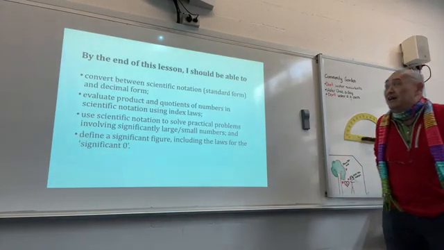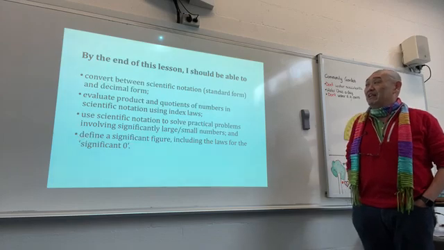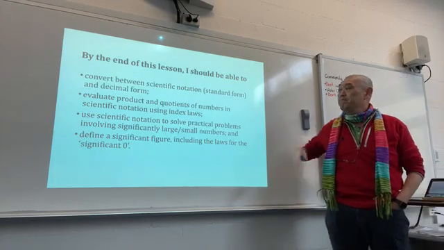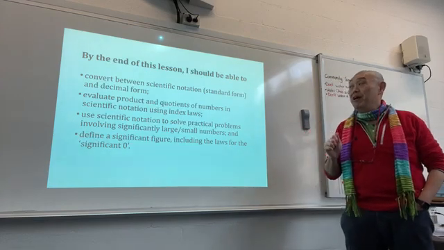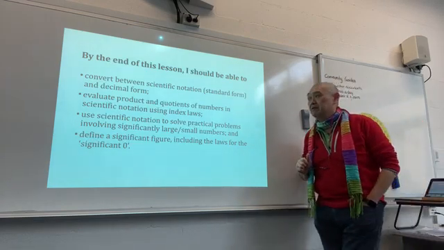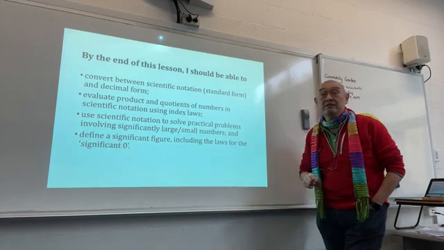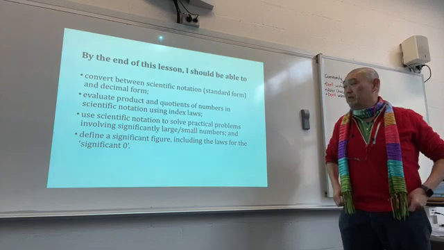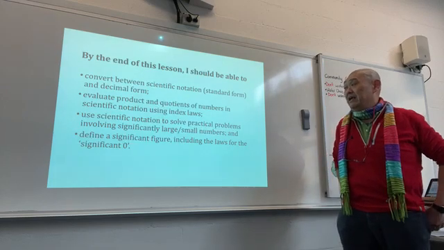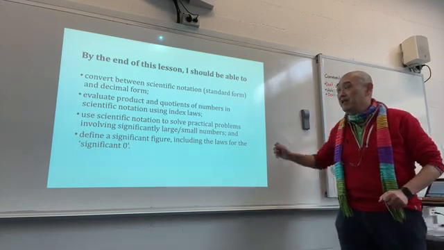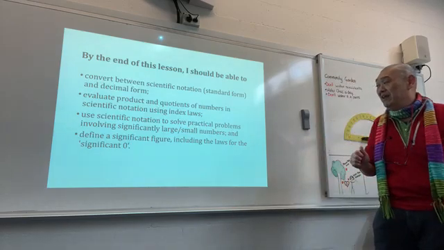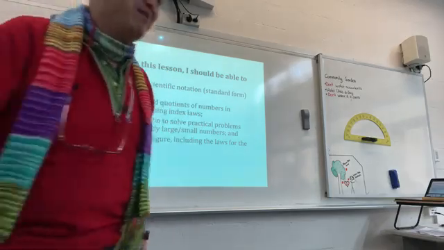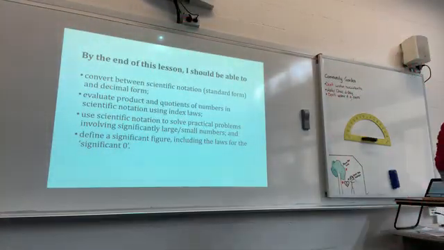By the end of the lesson, you should be able to convert between scientific notation, or it's called standard form, and decimal form. You must be able to evaluate products and quotients of numbers in scientific notation using index law. You must be able to use scientific notation to solve practical problems involving significantly large and small numbers, and define a significant figure, including the laws for the significant zero. I'll talk a little bit more about the significant zero in a few minutes.